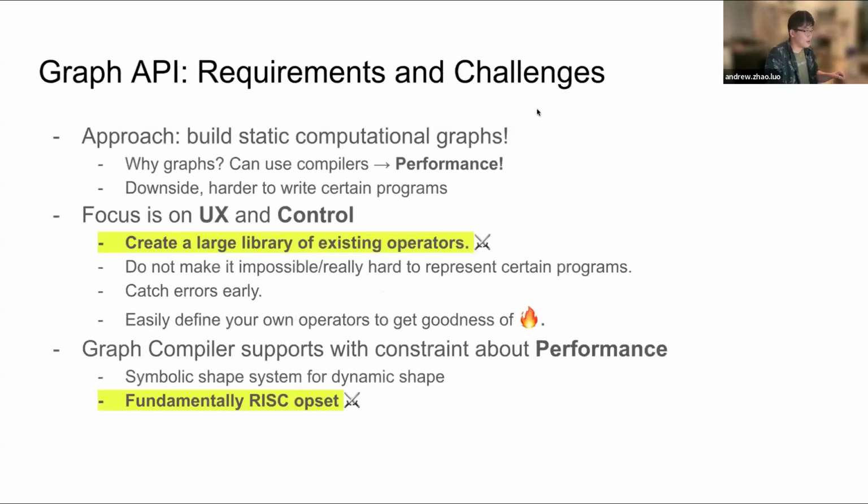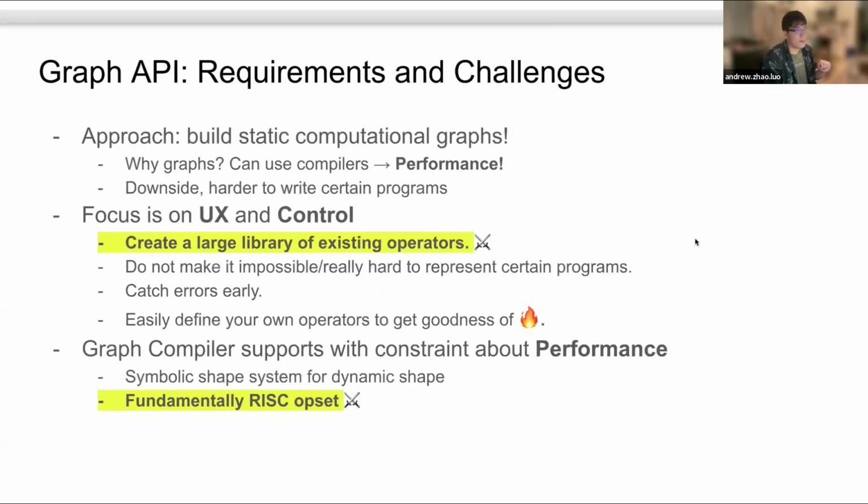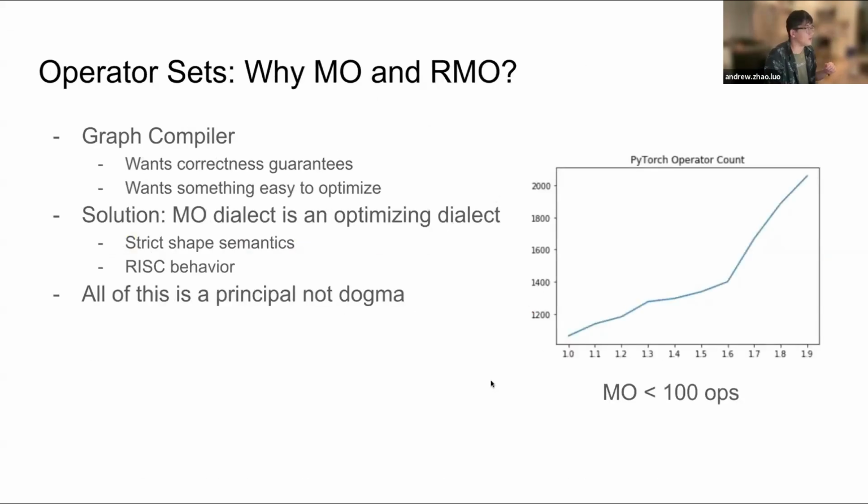Okay. So that's all about the shape system. The next piece of tension between the Graph Compiler and the Graph API is the fact that the Graph API really wants a rich operator set to deal with, and the Graph Compiler really doesn't. And I'll explain this in the next few slides.